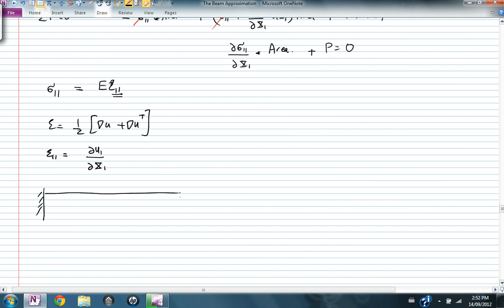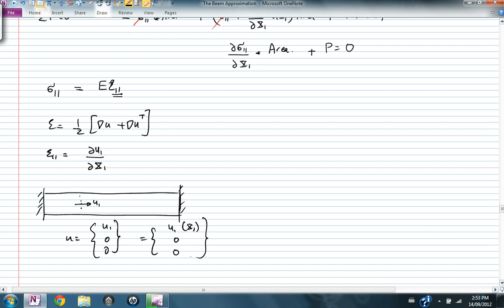So when I look at the beam, I'm going to assume that the displacement is made out of only one component, which is u1, and the rest are zeros, and this is in this direction, u1. And u1 changes according to x1. u1 is a function of x1, everything else is 0. And so I'm able to then say, therefore, the stress sigma on 1 is equal to E multiplied by epsilon on 1, which I can replace with du1 by dx1.